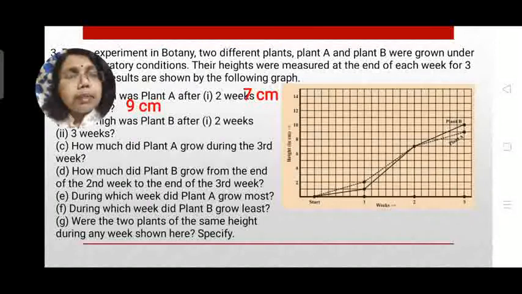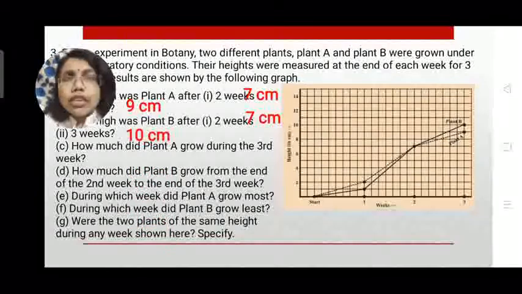How high was plant B after 2 weeks? Now after 2 weeks we could see the point at 7 again, because it is exactly between 6 and 8, so therefore 7 centimeter. And at 3 weeks we could see the point of plant B at 10 centimeter on the y axis, therefore 10 centimeter.